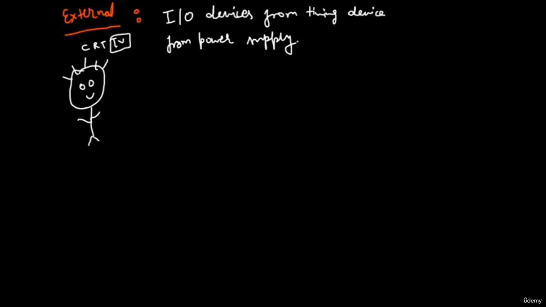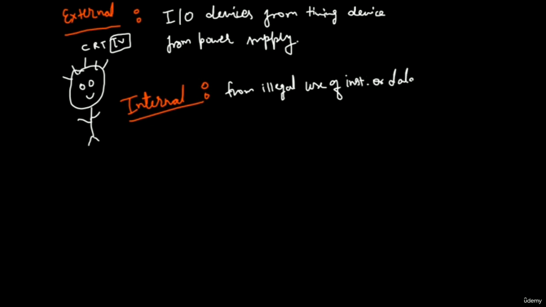Well, anyone would be. Now let's study the internal interrupt. Well, there are internal problems also. So in the internal interrupts, we are going to see that this interrupt arises from illegal use of an instruction or data.